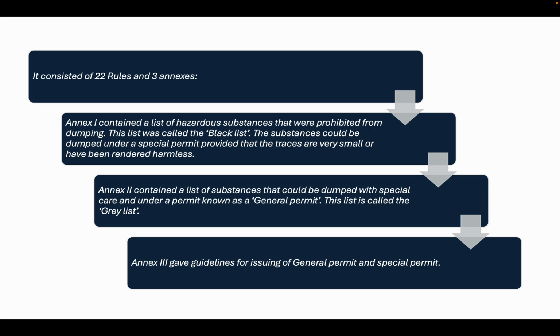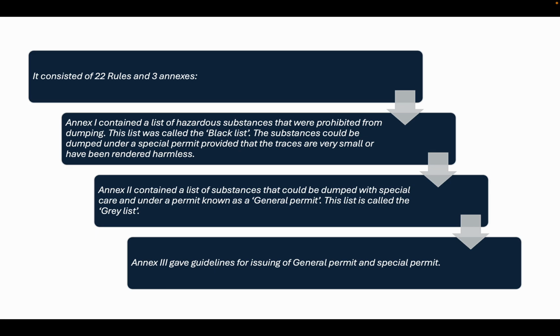Annex 2 contains the gray list. It contains the list of substances that could be dumped with special care and under a permit known as a general permit. This list is called the gray list. So in Annex 1, we had the blacklist and the special permit. If you want to dump any substance from the blacklist, you need a special permit to dump this substance into the sea.